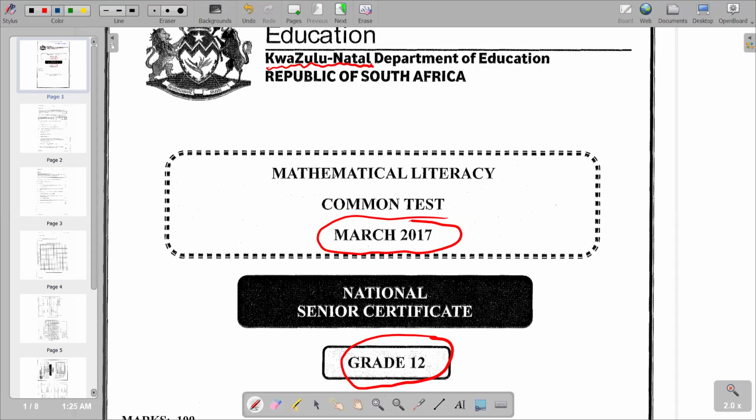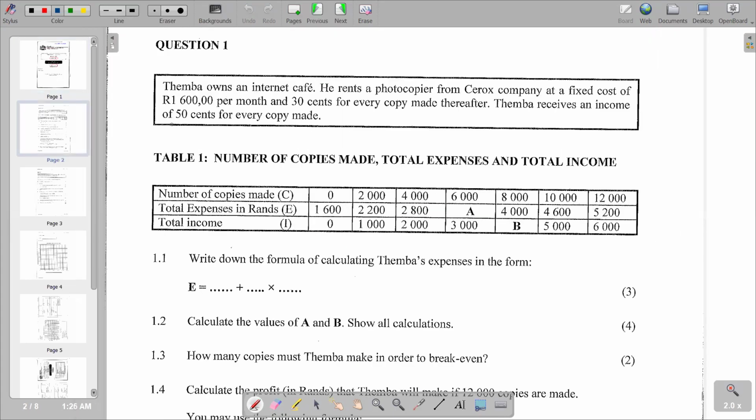In this video, we want to look at a common test of March 2017. It is from the province of KwaZulu-Natal. So we are going to start on the first question on that question paper. That is our question one.